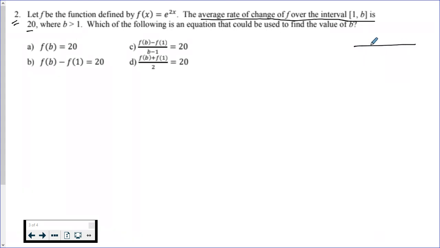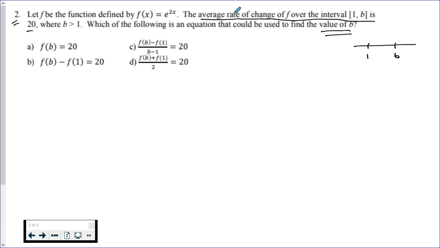Now, what's that nonsense all about? Well, if the interval is 1 to b, they're saying b is greater than 1 so that we know b is somewhere to the right of 1, right? Not 100% necessary, but that's how it is for this problem. So now it says, which of the following is an equation that can be used to find the value of b? So this is kind of like somewhat of an application problem, right?